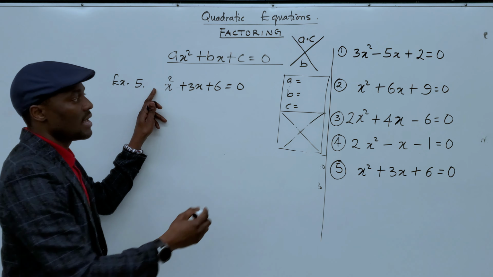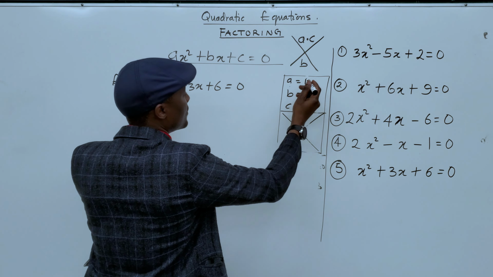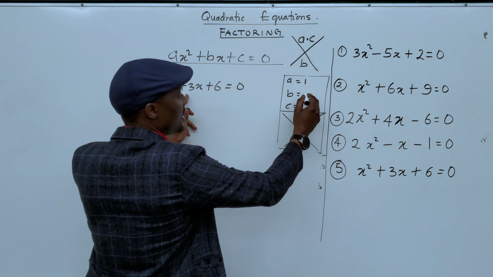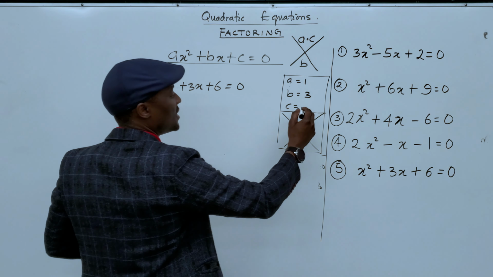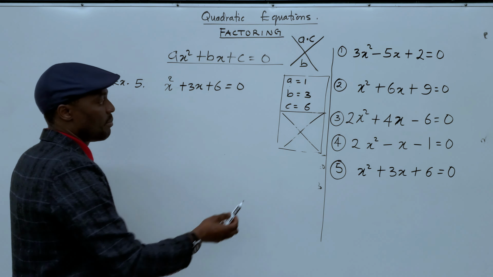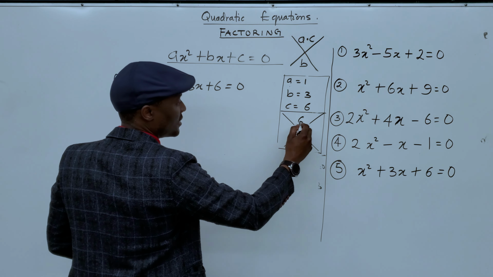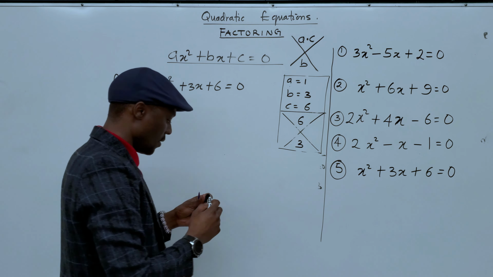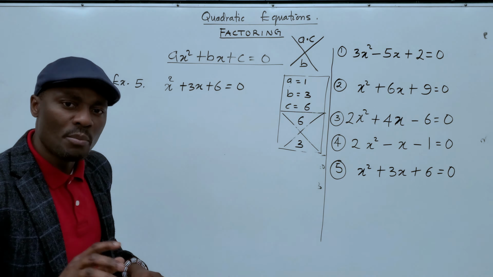Quickly, what is A? A is 1. What is B? B is 3. What is C? C is 6. So we want to make the puzzle. It is 1 times 6. 6 is on top here, and you have 3 here. So what two numbers will you multiply to get 6, but when you add them together, you'll get 3?